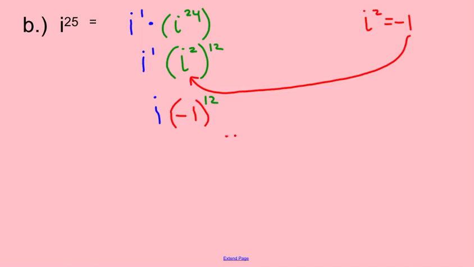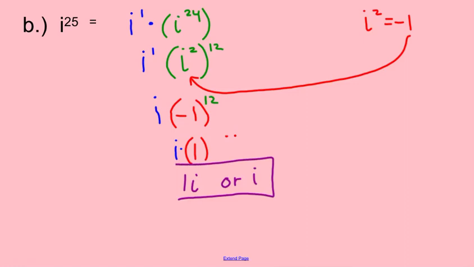Now negative 1 raised to the 12th power, anything raised to an even power, that negative becomes a positive 1. This is a positive 1, and I have that i out in front. Multiply those two things together, and we get i times 1, which is 1i, or just i. And that's how you can simplify higher order powers.